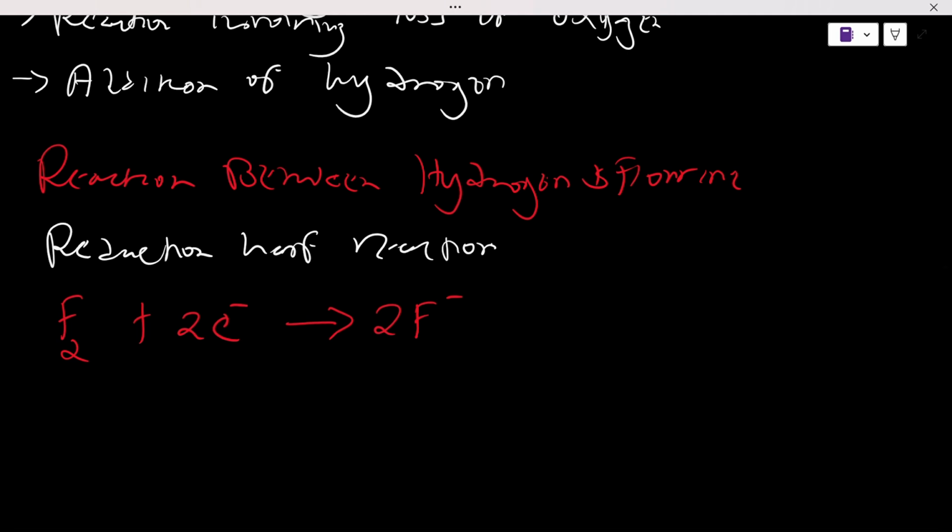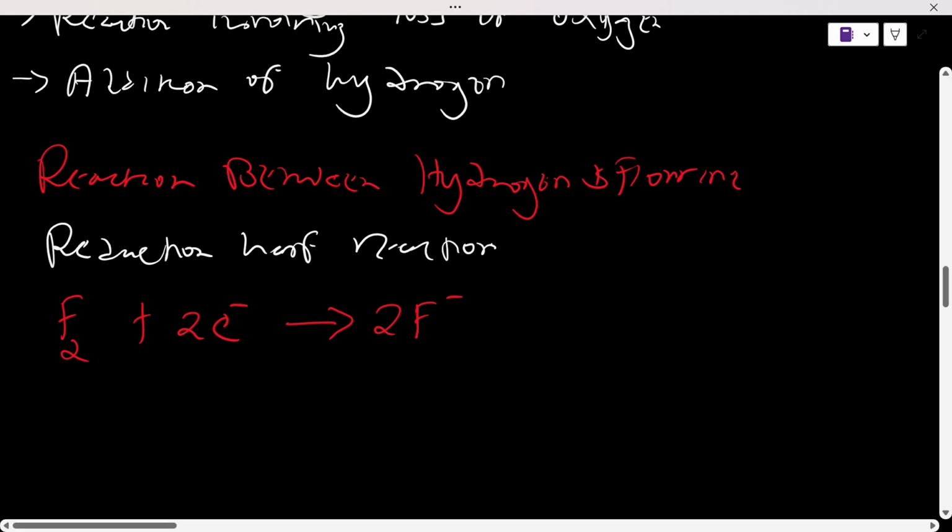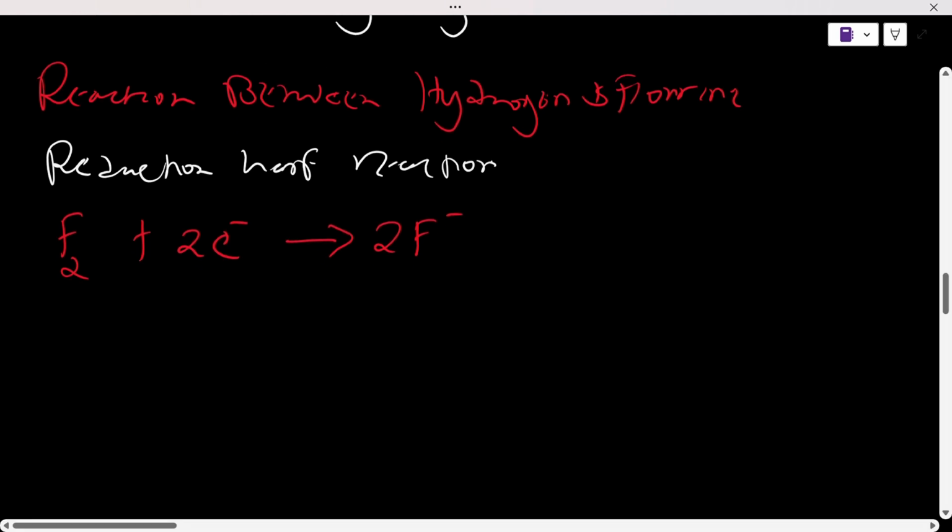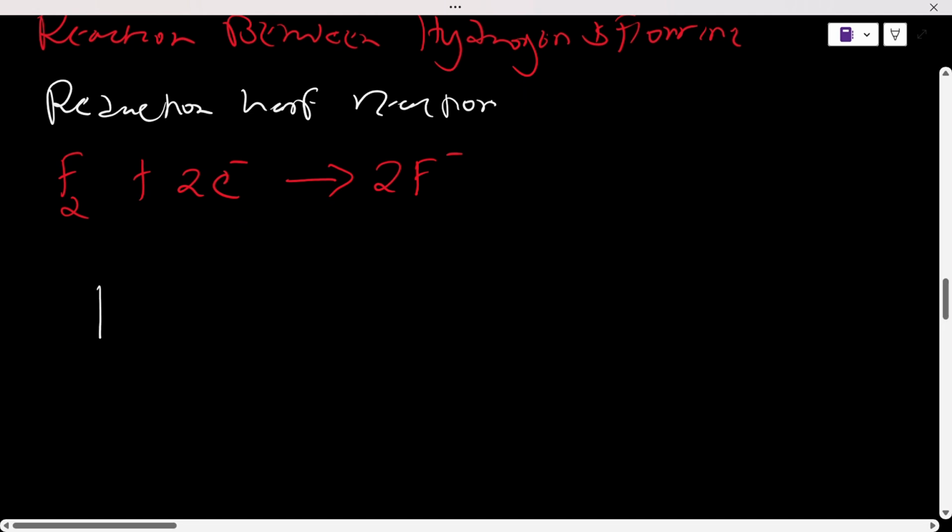So I can decide to join the two in a reaction. If I decide to join the two in a reaction, my reaction can be written this way: H2 plus F2. What am I going to form? When I balance it, I'm going to form 2HF, because I'm supposed to balance it.